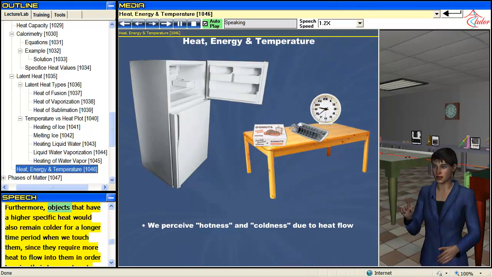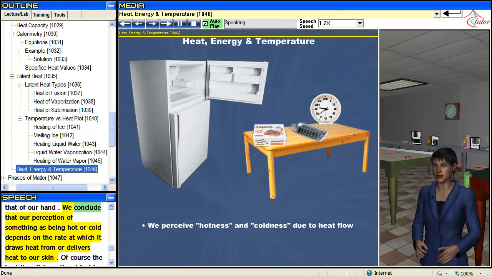Furthermore, objects that have a higher specific heat would also remain colder for longer time period when we touch them, since they require more heat to flow into them in order to raise their temperature to that of our hand. We conclude that our perception of something as being hot or cold depends on the rate at which it draws heat from or delivers heat to our skin.